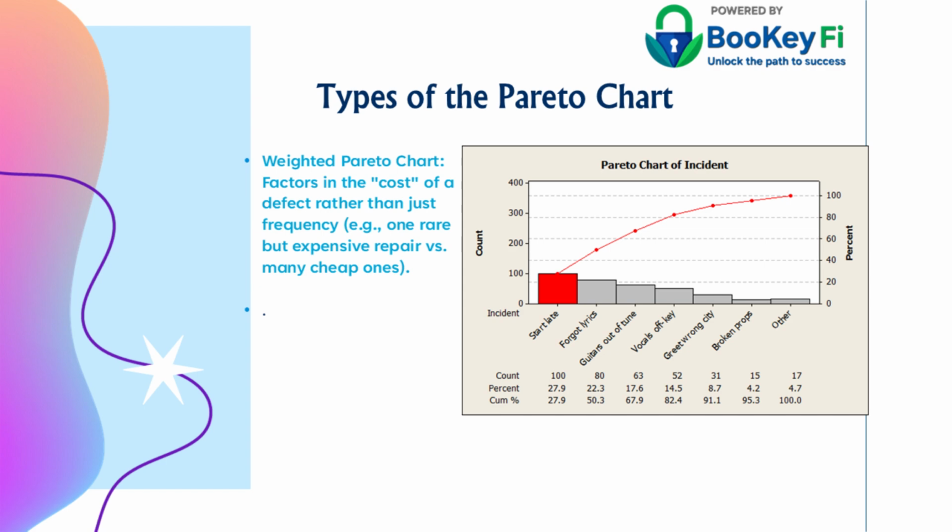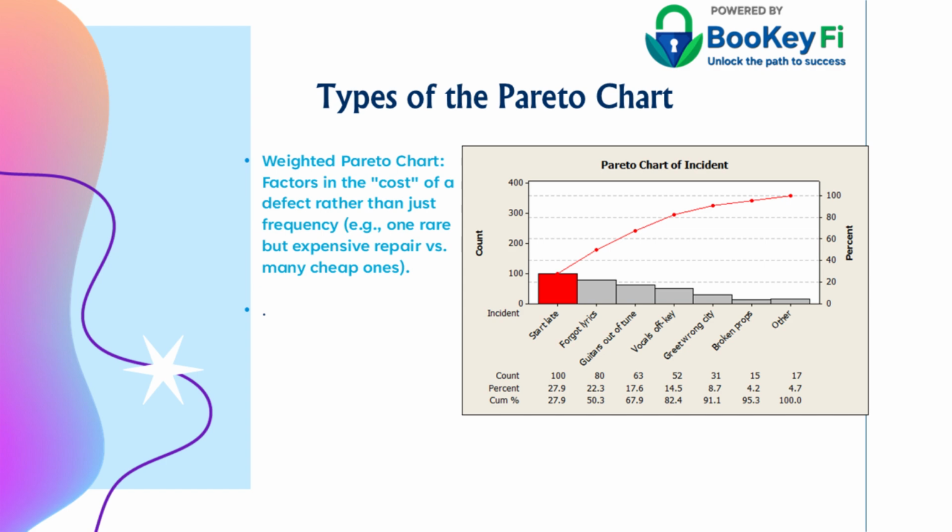Why the standard chart is powerful? There are 3 specific types of Pareto charts used for deeper analysis. First is the weighted Pareto chart. This is crucial when frequency alone doesn't tell the whole story. It factors in the cost or severity of a defect.